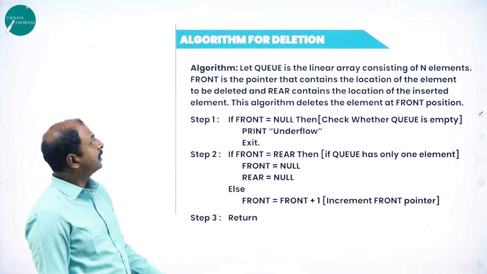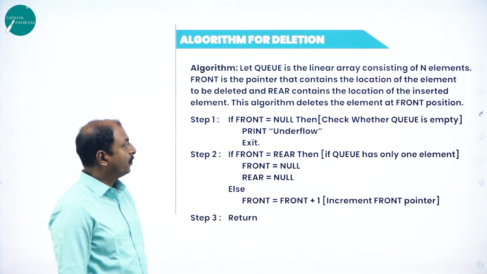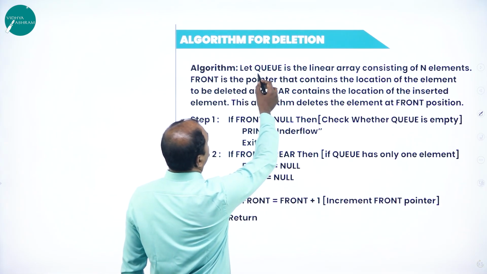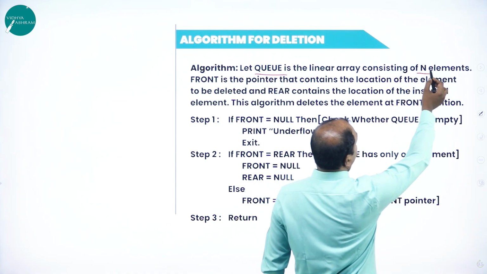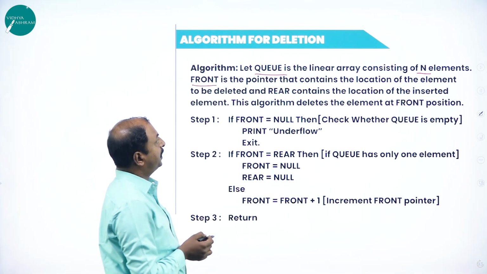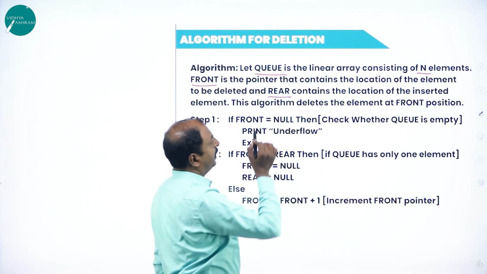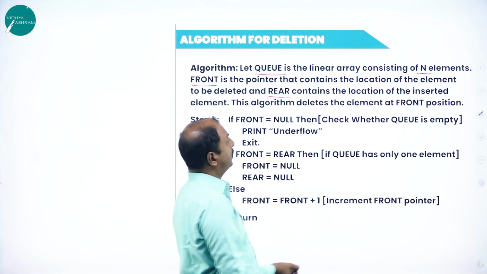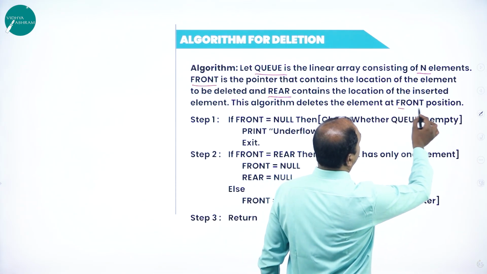Now let us see the algorithm for deletion. What is the algorithm for deletion? Here let Q be the name of a queue consisting of n elements, where n is the size of the array or queue, and front is the pointer that contains the location of the element to be deleted. Rear is the pointer that contains the location of the inserted element. This algorithm deletes the element at the front position.